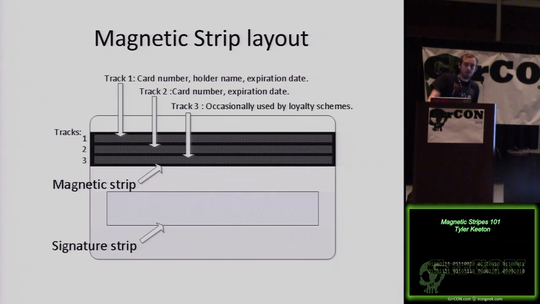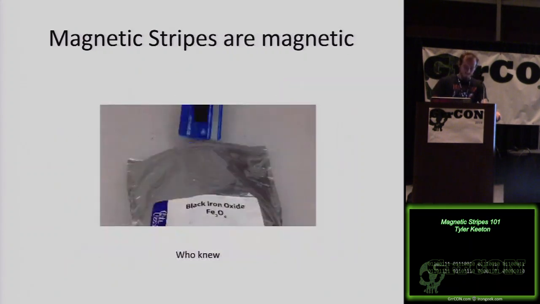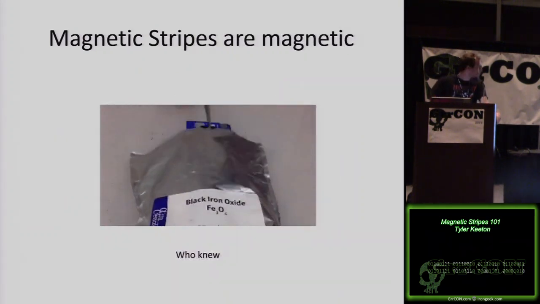A magnetic strip consists of 3 tracks. There's a lot more to the data shown here than just this, but this gives you a general idea of how it's laid out for a mag stripe of that size. Mag strips are magnetic. Who knew?